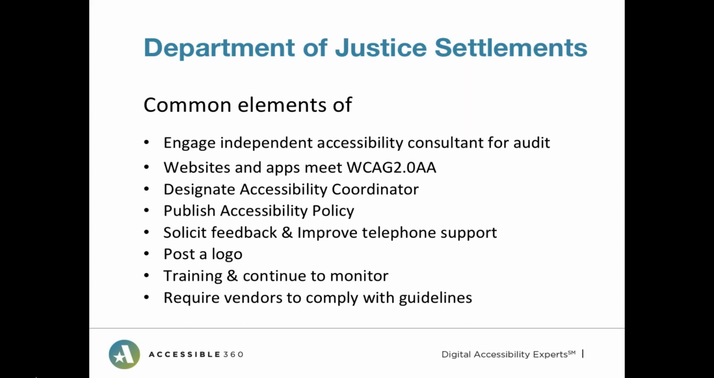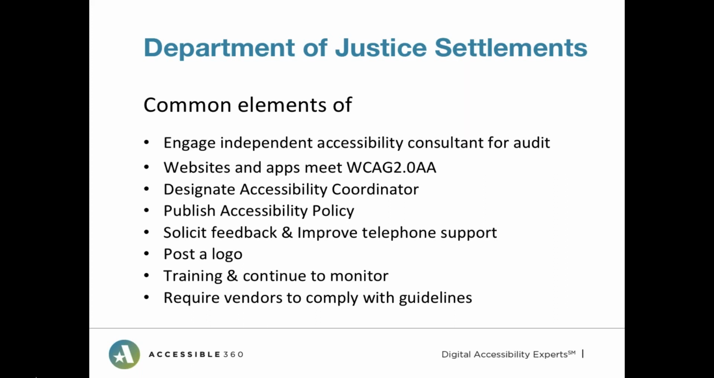The other reason for having a logo up is it indicates to people and their families and friends that you're a realtor, a broker, a mortgage company, a real estate company that wants to be inclusive, that you want to work with people with disabilities and help them find a home. And that's just a great positive PR move.